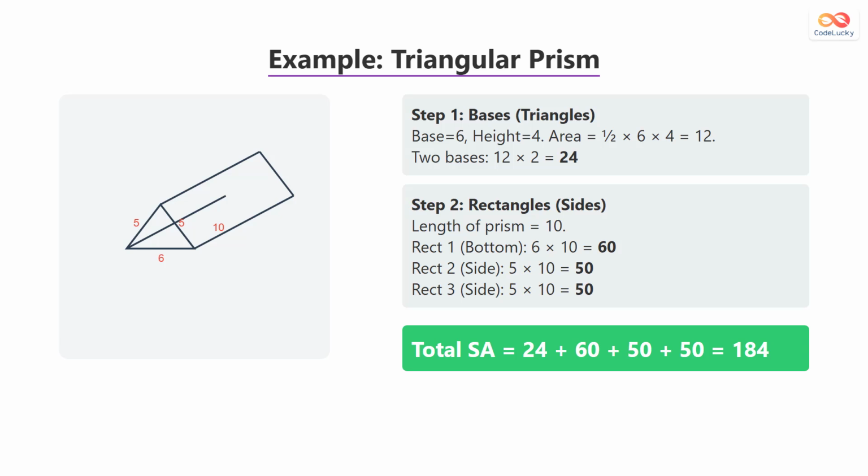Here is an example with numbers. Step 1 is the bases. If the triangle base is 6 and height is 4, the area is 12. 2 bases make 24. Step 2 is the rectangles. If the length of the prism is 10 and the sides of the triangle are 6, 5, and 5, we calculate 3 rectangles. 6 times 10 is 60, and the 2 sides are 5 times 10, which is 50 each. Adding 24, 60, 50, and 50 gives us a total of 184.